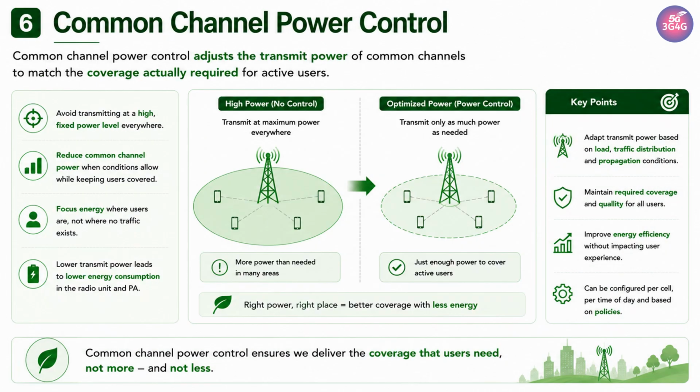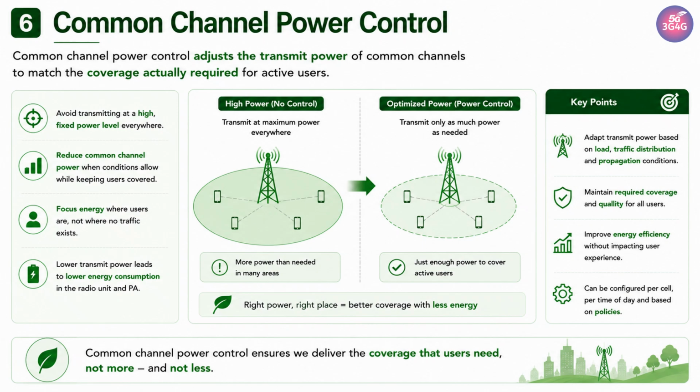The next concept is common channel power control. In a mobile network, not all transmissions are user-specific data. Some channels and signals are transmitted to support basic cell operation, coverage, and access. If these common channels are always transmitted at a high fixed power level, the network may be using more energy than necessary. Common channel power control allows the network to adjust the transmit power of common channels to match the coverage actually required for active users.